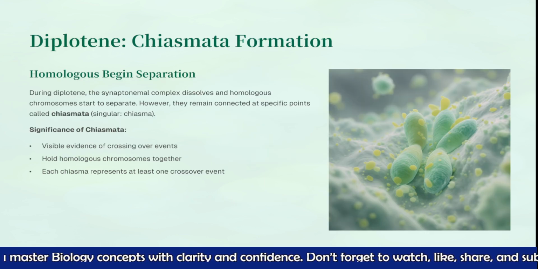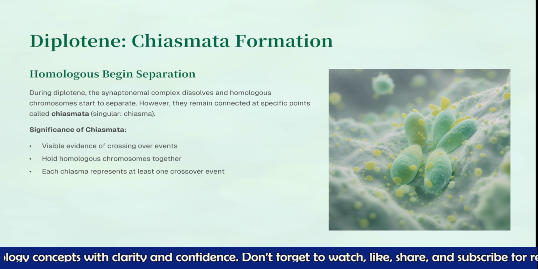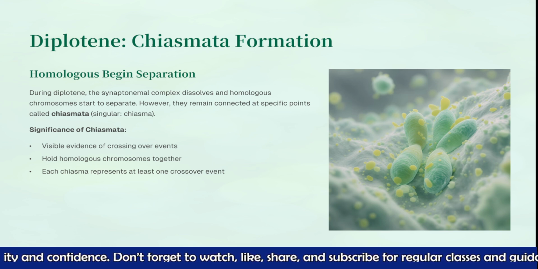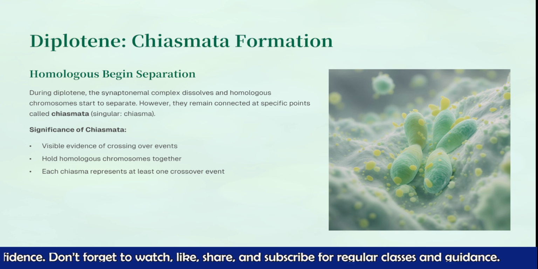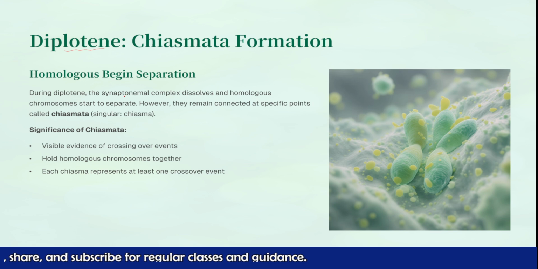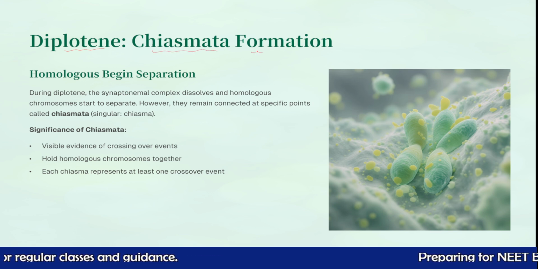So which was that stage? The previous stage was the pachytene stage. So how many stages have we finished till now? Prophase, leptotene, zygotene, pachytene. Next, the fourth stage is the diplotene stage. In the diplotene stage, one of the key events is chiasmata formation.